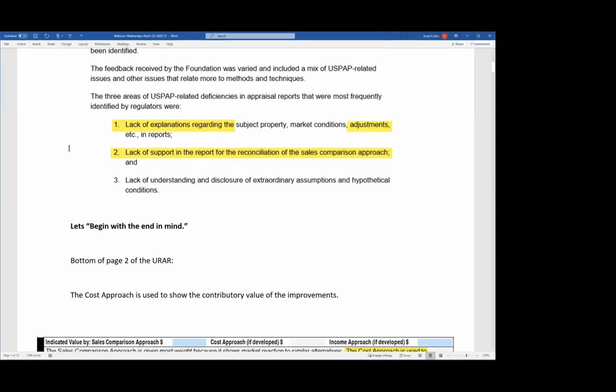So the three areas were the number one reason, lack of explanations regarding the subject property, market conditions, adjustments. They're really big on adjustments these days. It wasn't always like that. The second area was lack of support in the report for the reconciliation of the sales comparison approach. So we're going to be looking at those two items as we look through Soliman reporting, okay?